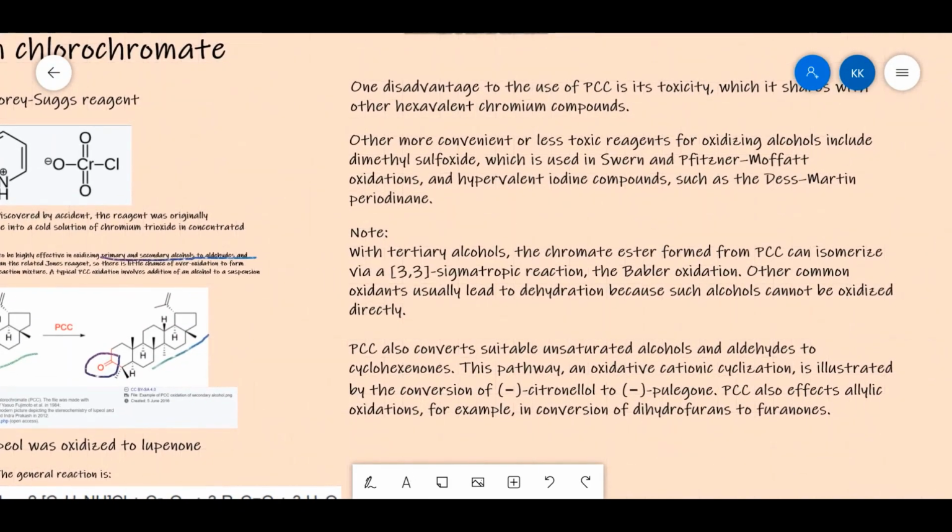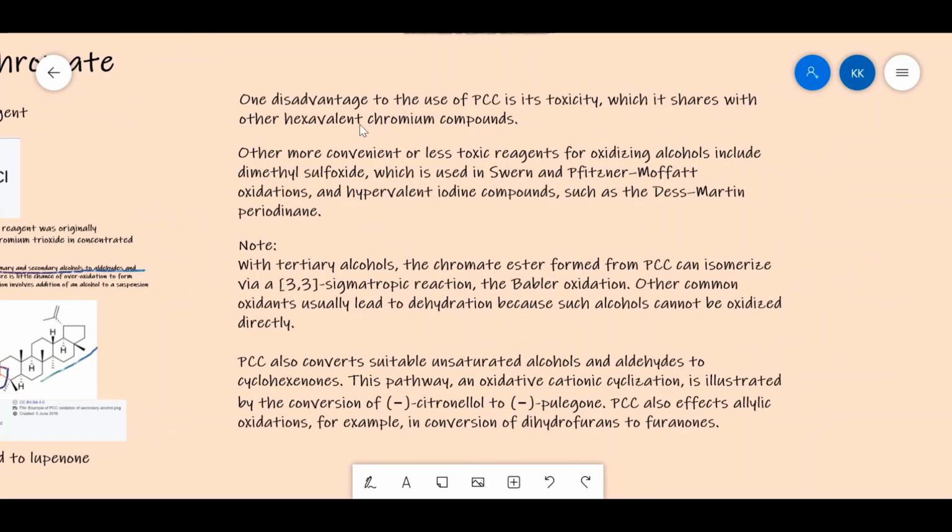Now let's look at another important point. The biggest disadvantage of PCC is its toxicity. All chromium 6 compounds, all such reagents, have this as a drawback. We saw this in Jones reagent as well. As I have written it, it is shared with other hexavalent chromium compounds. Other more convenient or less toxic reagents for oxidizing alcohols include dimethyl sulfoxide, which is used in Swern and Pfitzner-Moffatt oxidation, and hypervalent iodine compounds such as Dess-Martin periodinane.